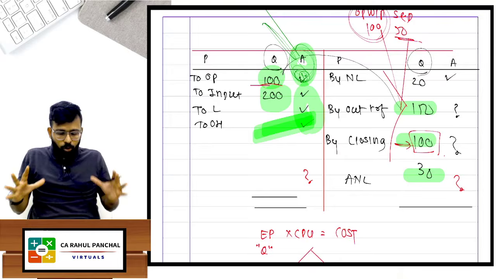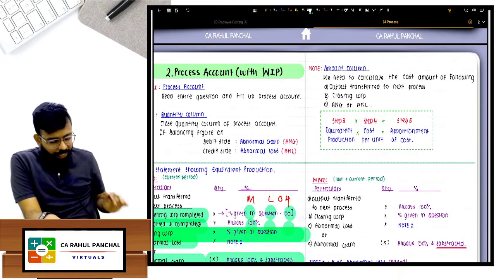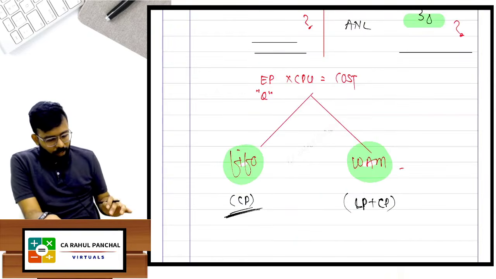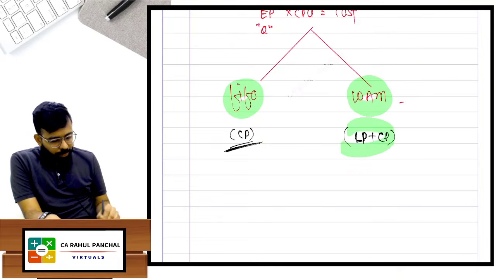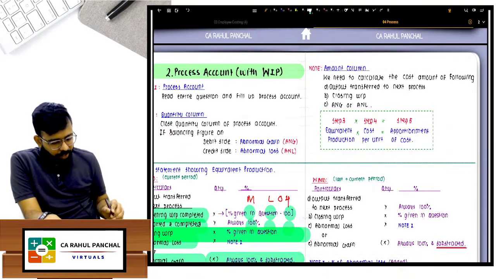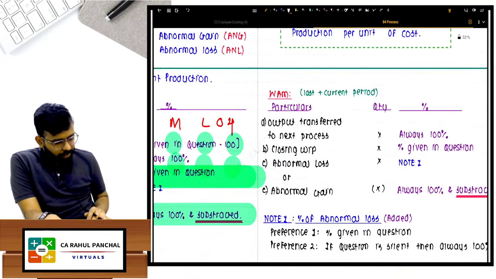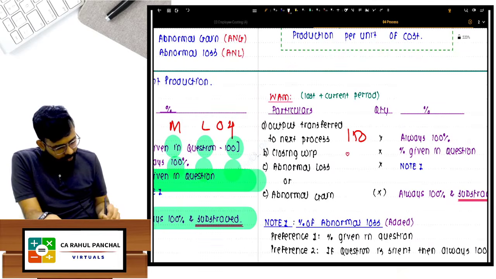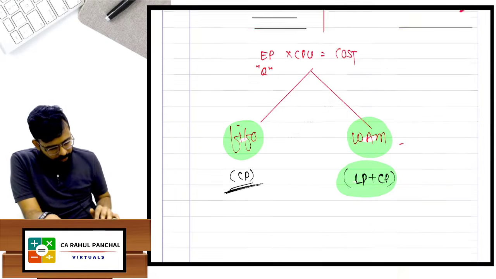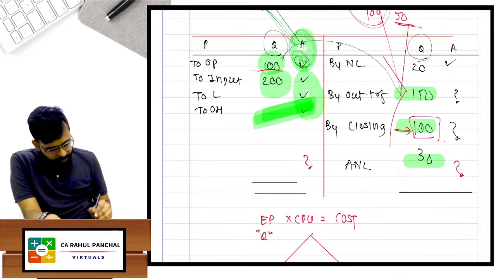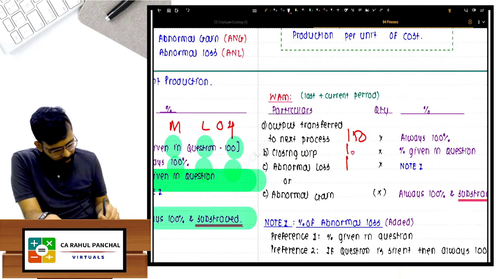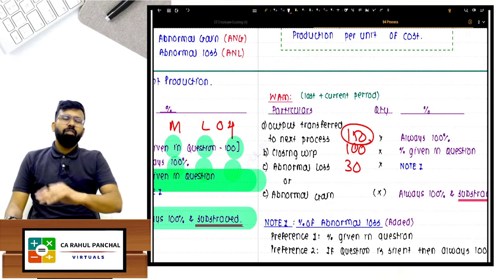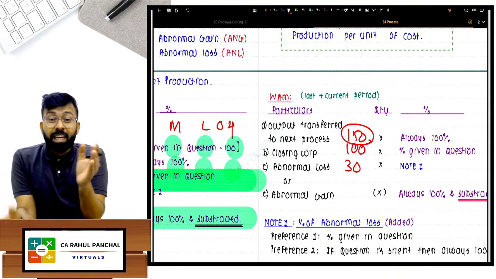Everything is mixed. So in totality the work done is last period plus current period. What is VAM? It is last period plus current period. So in totality what is the work done? So I will write like this, directly 150. Then let us say closing is 100 and then 30. And then on this, some work must have been done in the last period. I don't care, I need total work done.